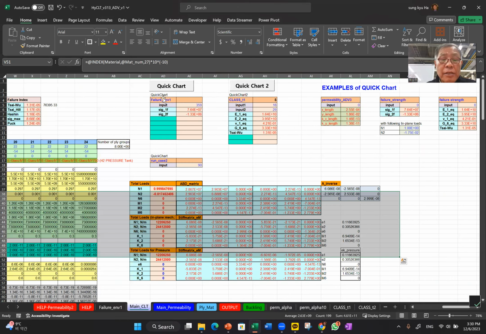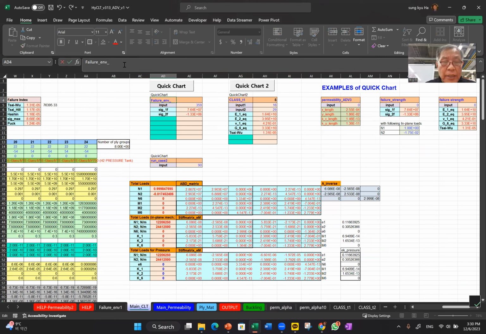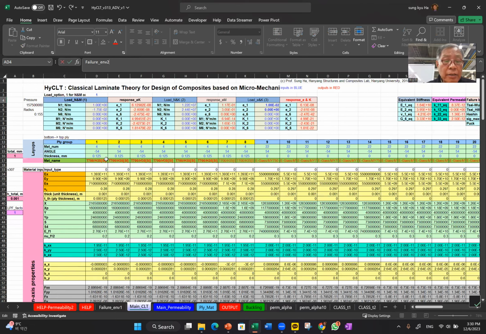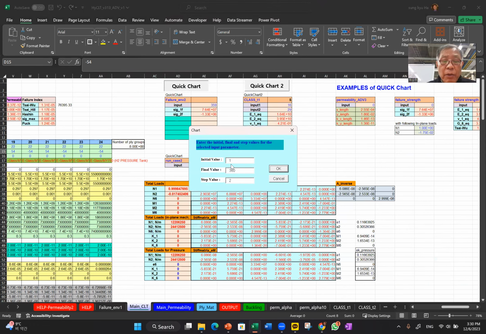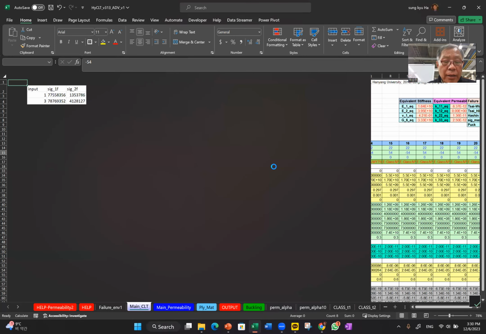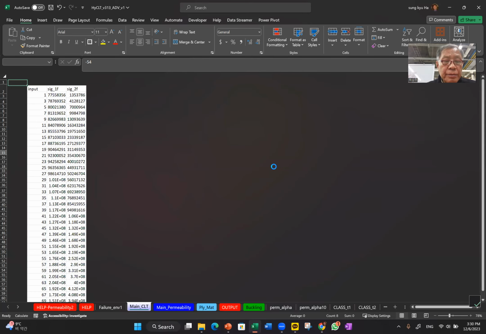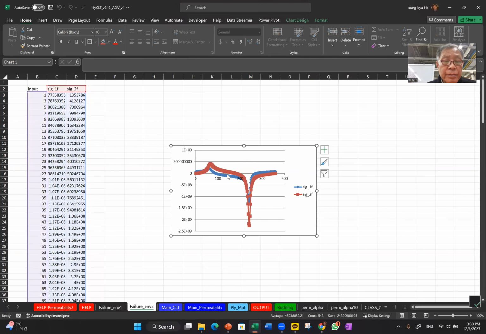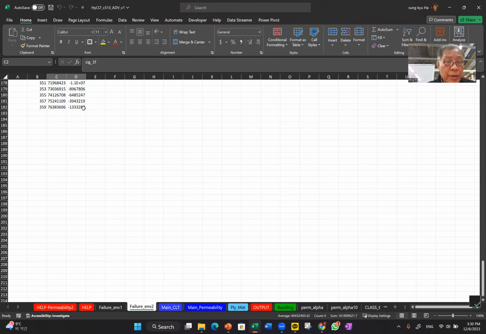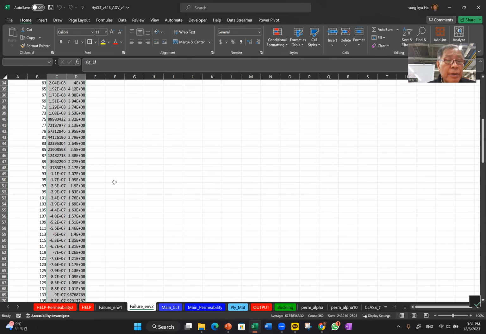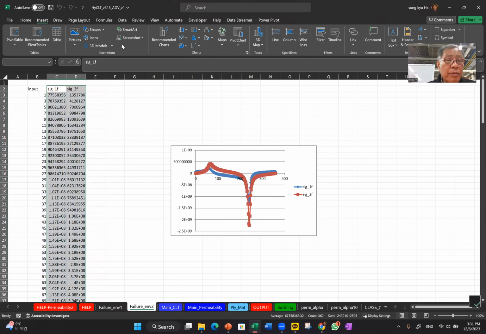Okay, so let's try to have this one. Say this is envelope 2, and that's all you need to do actually. Nothing else. We just change the layup sequence, and then let's try to draw the failure envelope, from 1 to 360, and then plot them.